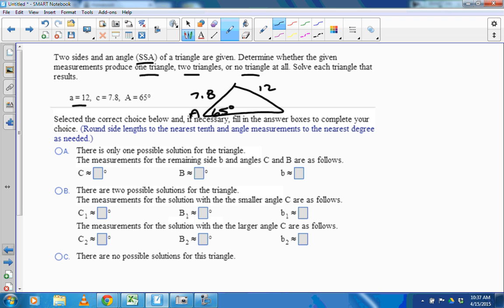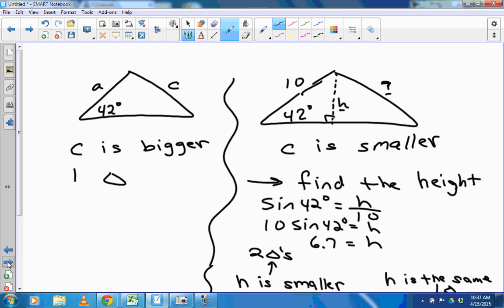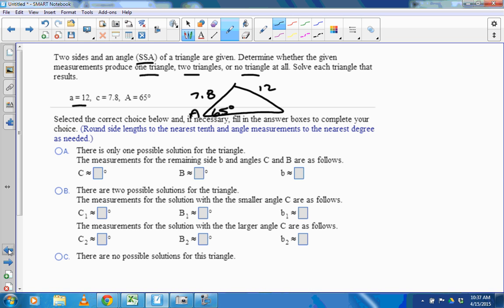Now look at the sides. The 12 is the bigger one, right? So what happens when the opposite side is the bigger one? One triangle. So you don't have to find the height unless this was switched. So this would be just one triangle. So this would be choice A, right? Now we would have to solve it real quick.